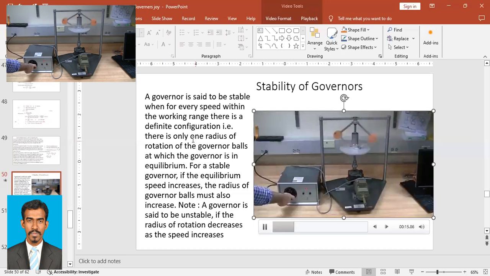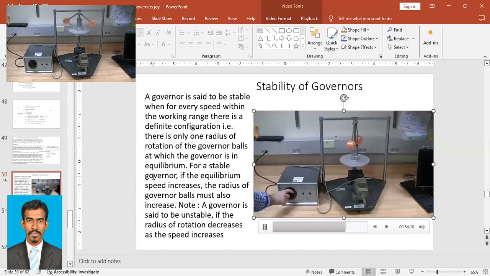What is configuration? There should be only one radius of rotation of the governor bolts at which the governor is in equilibrium. These are the governor bolts, we know that. For every definite speed, this should be the radius. For this speed, the radius should not change up and down. If there's a speed, say for example 40 RPM, then this should be the radius, and it shouldn't be changing. Say this is 20 RPM, then this should be the radius, and it should not be changing. This is what is meant by stability: for every particular speed, there should be a single radius of rotation of the bolts.